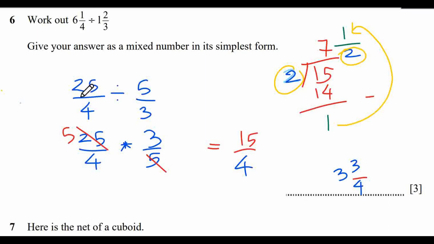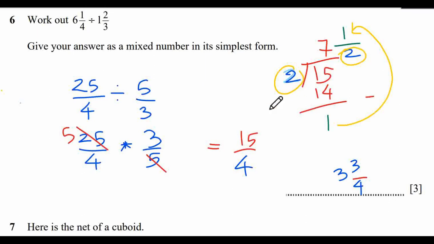6 1/4. We convert into improper fractions. 4 times 6 is 24 plus 1, 25 over 4, divided by 1 2/3, which is 3 times 1, 3 plus 2, 5 over 3. And we convert the division into multiplication. As a result of that, we have to swap 5 and 3, and we times with 25 over 4, now becomes times 3 over 5. Cancel 25 and 5, we got 5. Now 5 times 3 is 15 over 4.